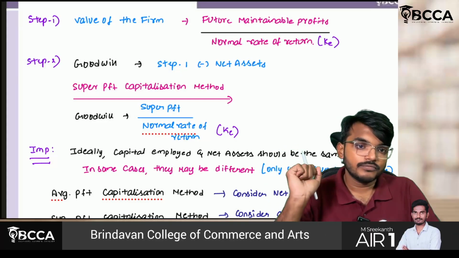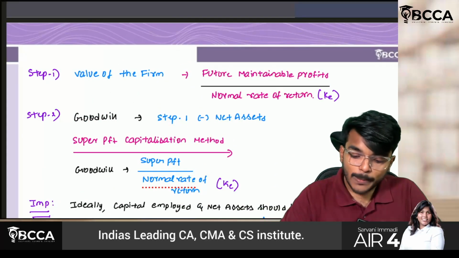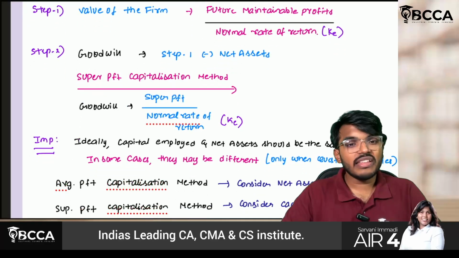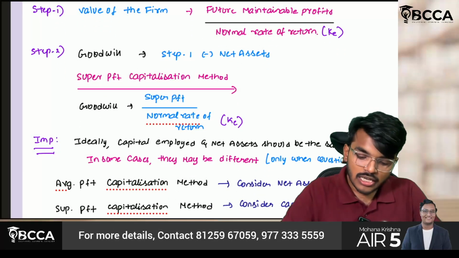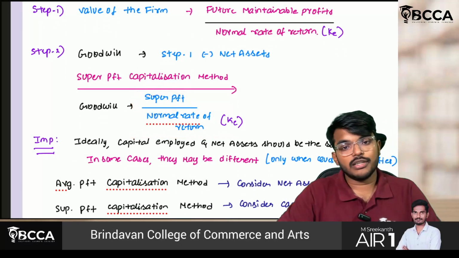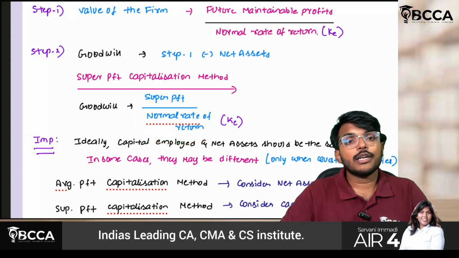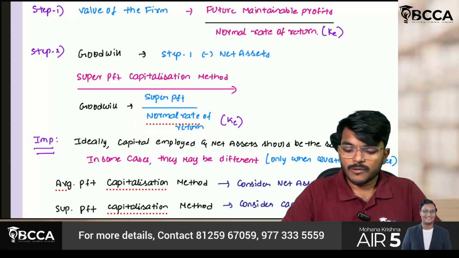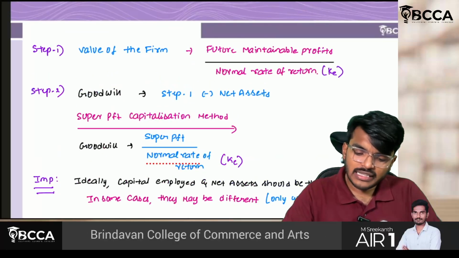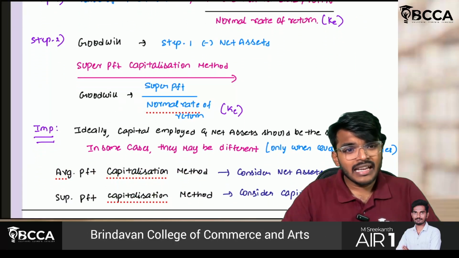goodwill. Sir, but what is the super profit capitalization method? Even more simple, just one formula: super profit divided by normal rate of return. Sir, why? What is the difference between this step 1 and step 2? Very simple, Baba.